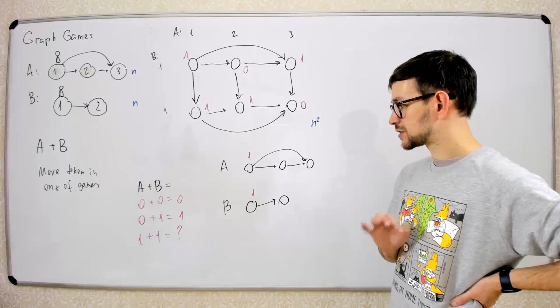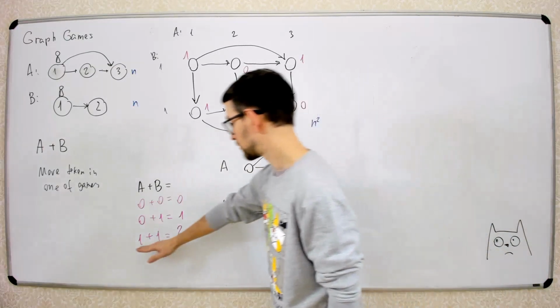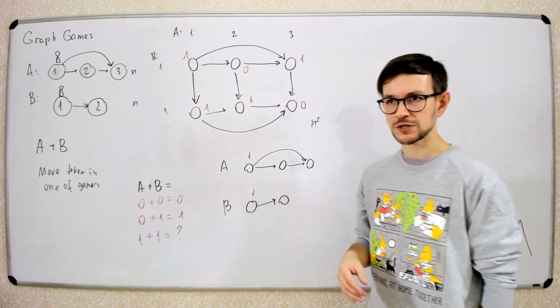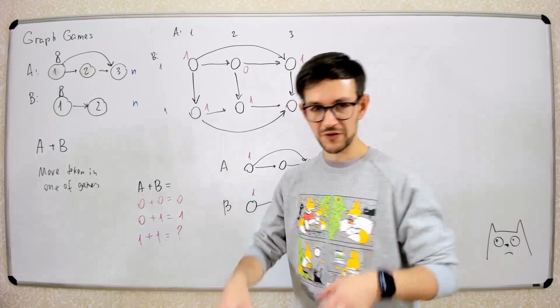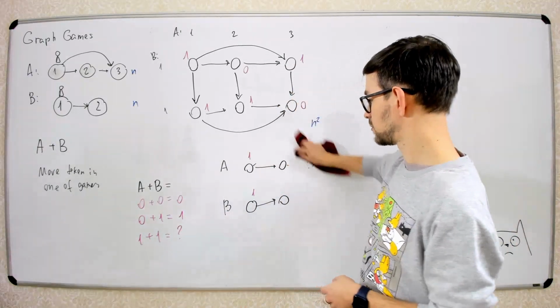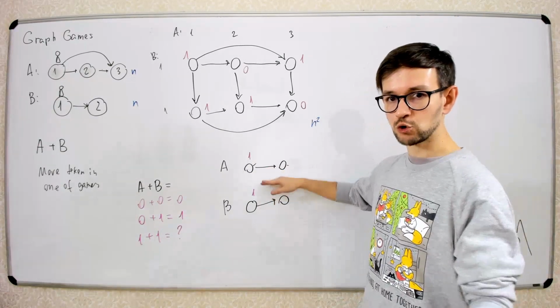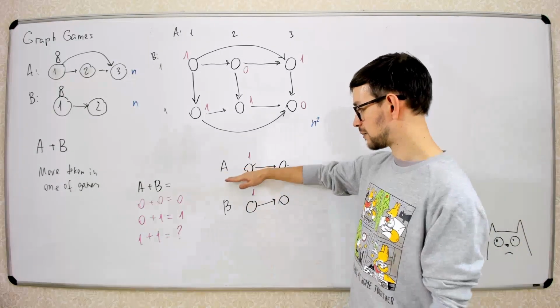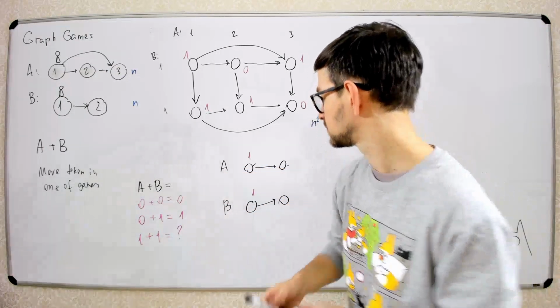It turns out that the result of this sum depends on some kind of type of winning game. So if you have two games of the same type, like here, where we just have two similar games. So if you have the sum of two equal games, so if you have game A and game B, you have the same game here. Let's say A plus A.